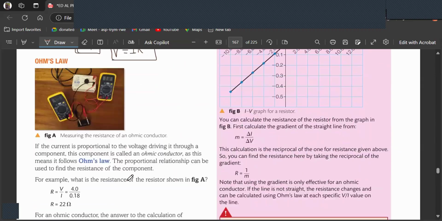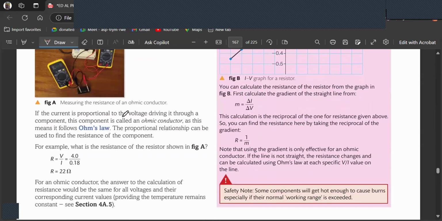V is equal to IR. If the current is proportional to the voltage driving it through a component, we call it an ohmic conductor, as this means it follows Ohm's law. The proportional relationship can be used to find the resistance of the component, and you can see that R is equal to V over I.